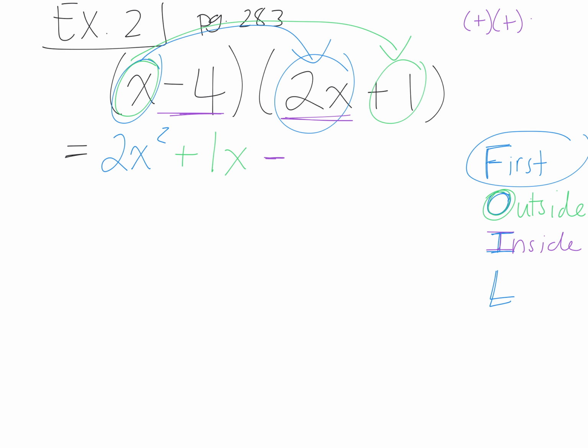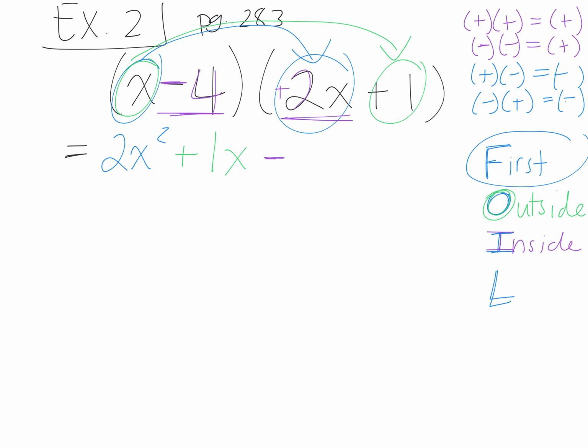A positive times a positive equals a positive. A negative times a negative equals a positive. And a positive times a negative, or a negative times a positive, equals negative. So it's negative 4 times a positive 2 is negative, what's 4 times 2? And then we have an x, so it's negative 8x. Those are my inside terms.